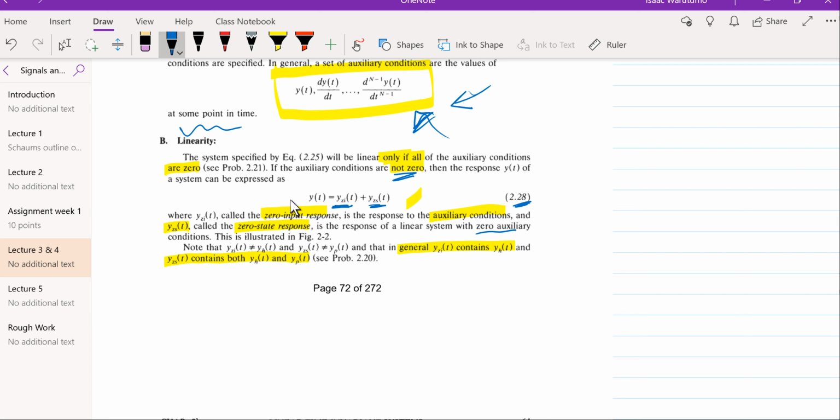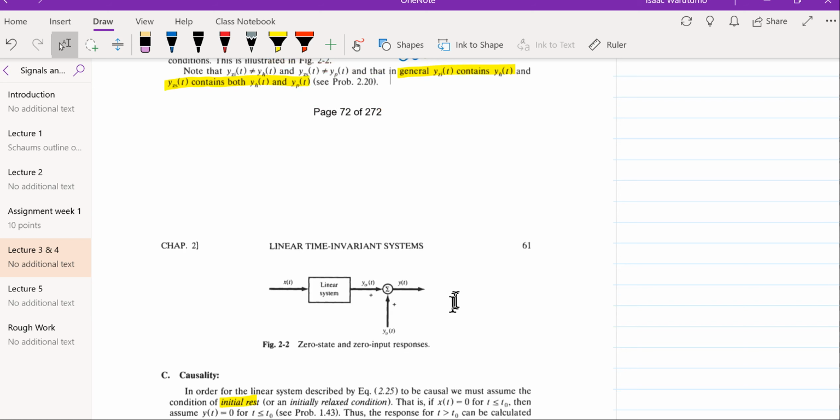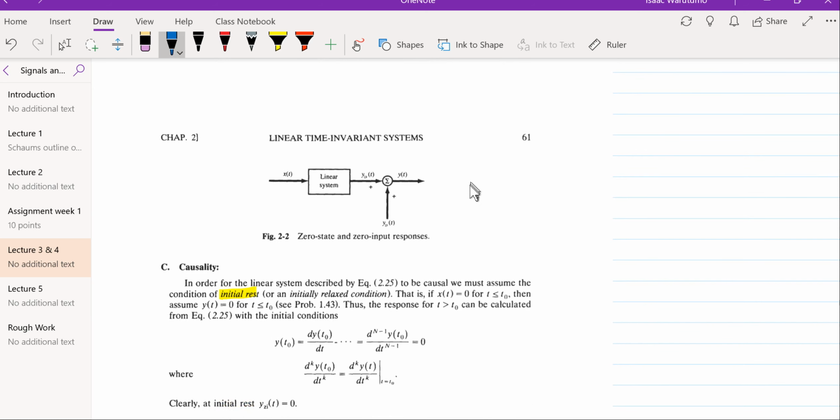So the first one is when the auxiliary conditions are not zero. They give you the zero input response, which is defined by y_zi of t, whereas the y_zs of t is called the zero state response and describes the linear system with zero auxiliary conditions. Now, this can be illustrated in figure 2.2, and figure 2.2 is right here.